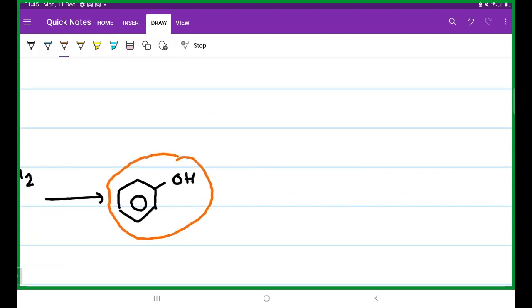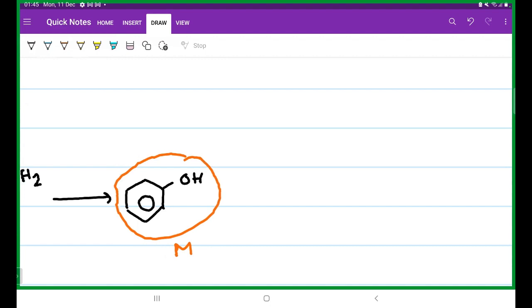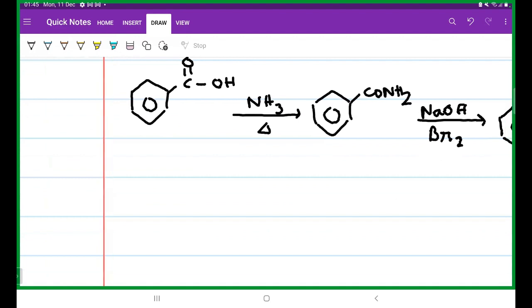Very special reaction. You should always remember this. Whenever you see NaNO2, dilute HCl, look at the next step, and you should be able to do both of these steps all together. That is okay. All right.